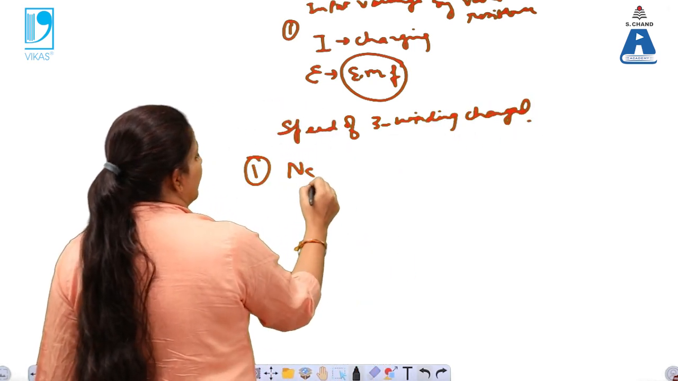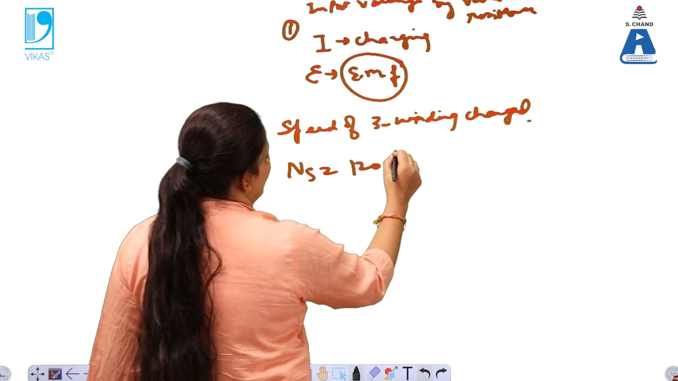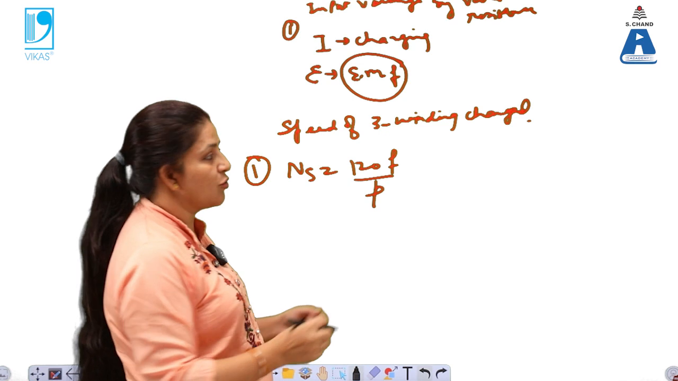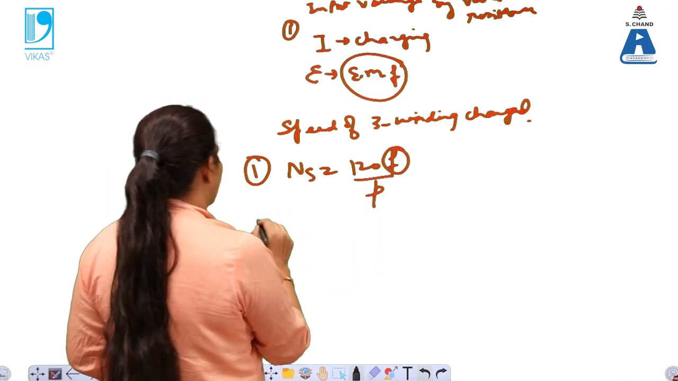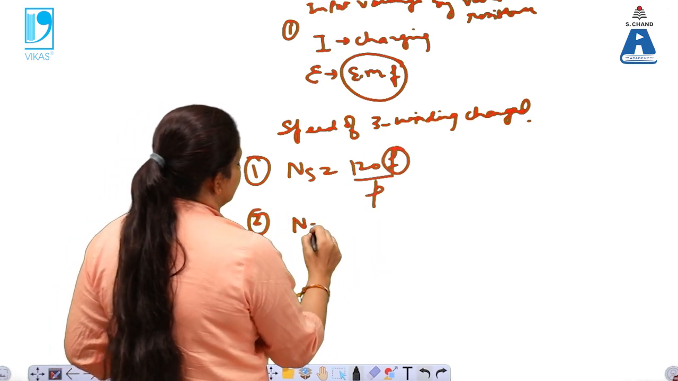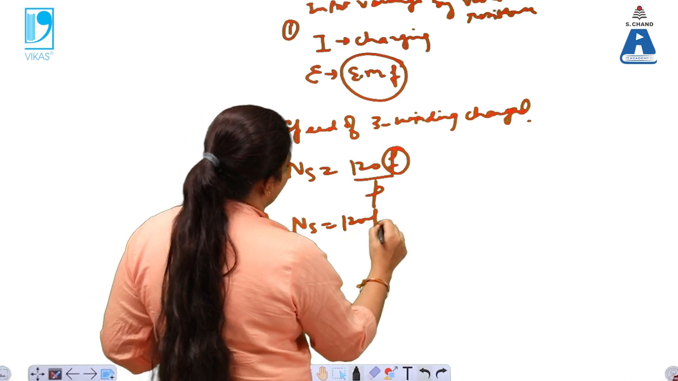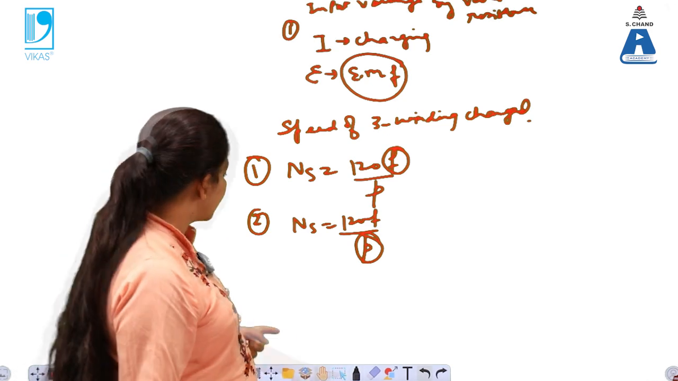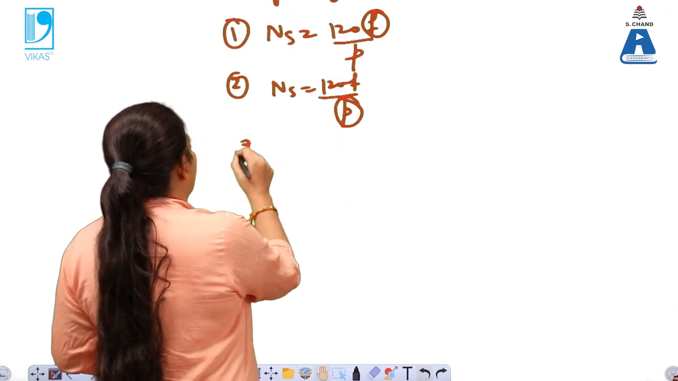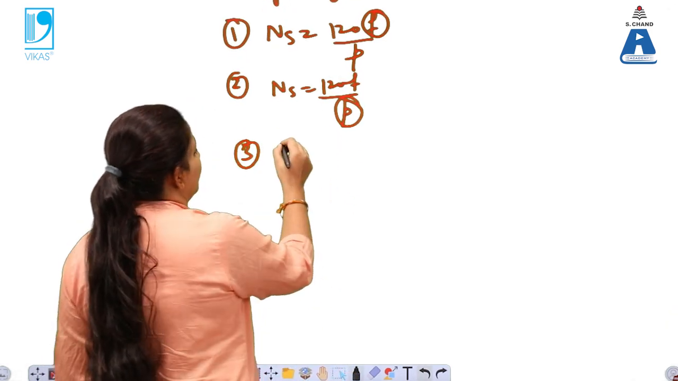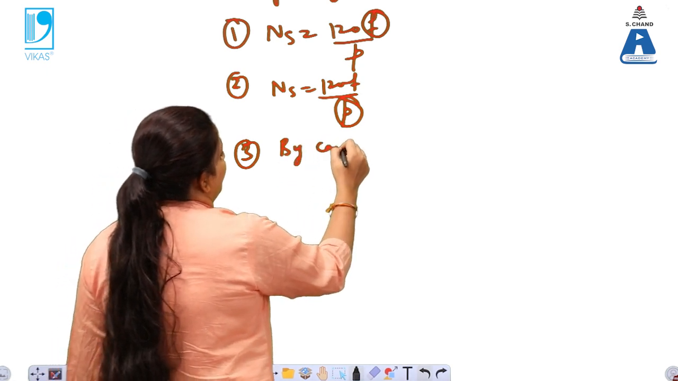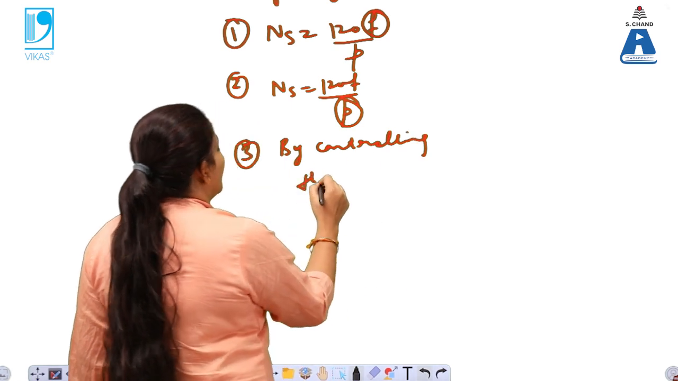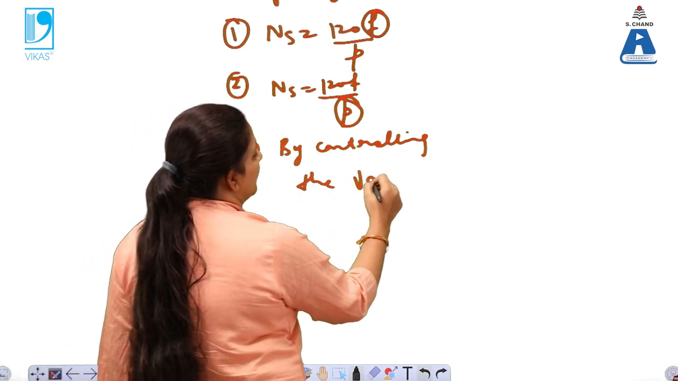So first one is Ns equals 120 F by P, which means in the first case the speed is controlled by controlling the frequency. Second, Ns, the synchronized speed, can be controlled by controlling the poles. Next, the third one, by introducing the variable resistance.